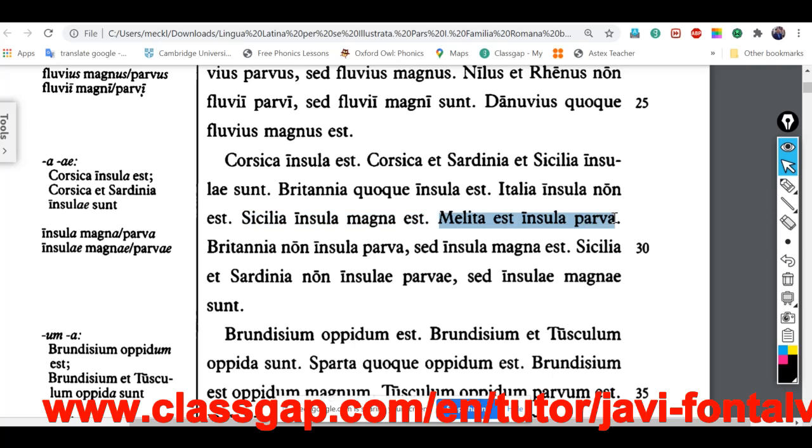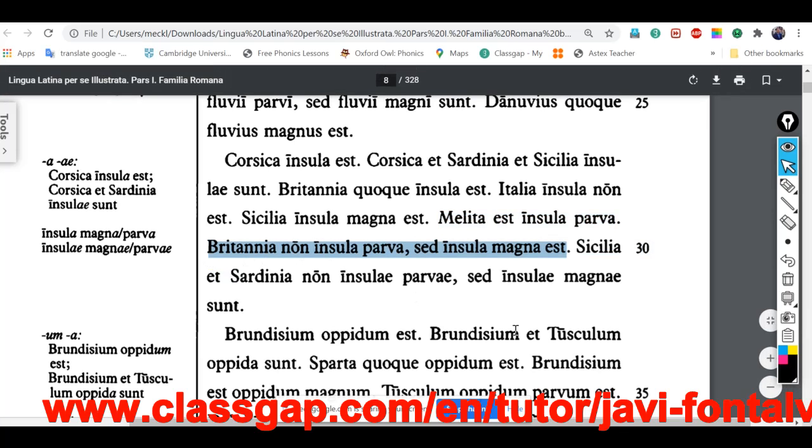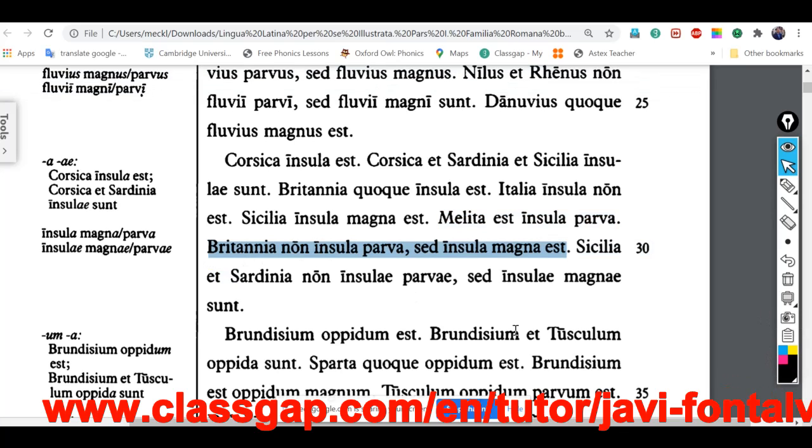Melita est insula parva. Which island is it? Malta, that's right. Malta is a small island. Britannia non insula parva, sed insula magna est. Britain is not a small island, but a large island. Sicilia et Sardinia non insulae parvae, sed insulae magnae sunt. Sicily and Sardinia are not small islands, but large islands. Exactly. Good job.